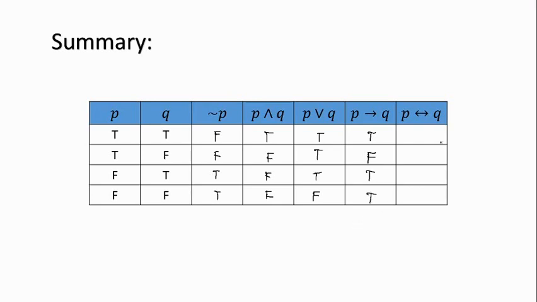Now lastly, for P if and only if Q, by definition, this is true only when both P and Q have the same truth values. So a true and true here is true. A false and false here will also be true. The rest will have to be false.